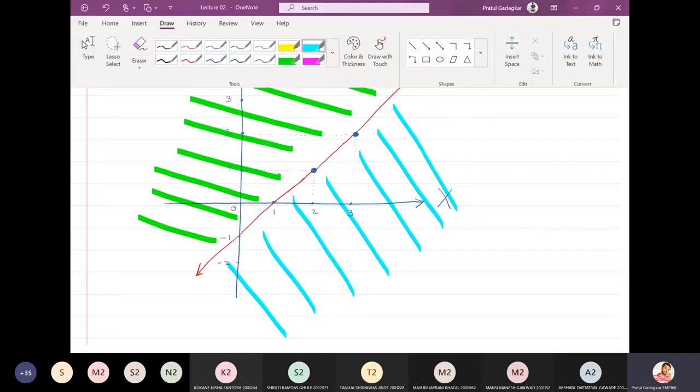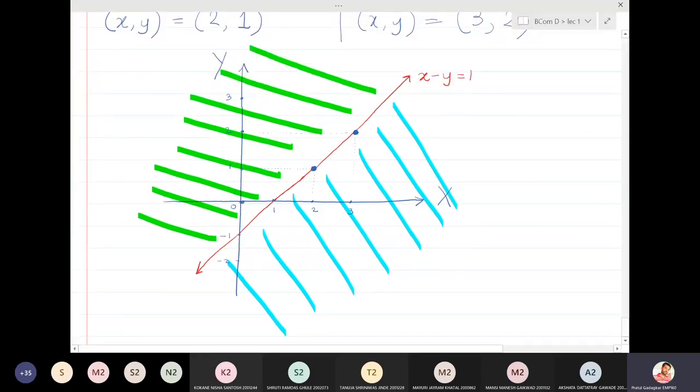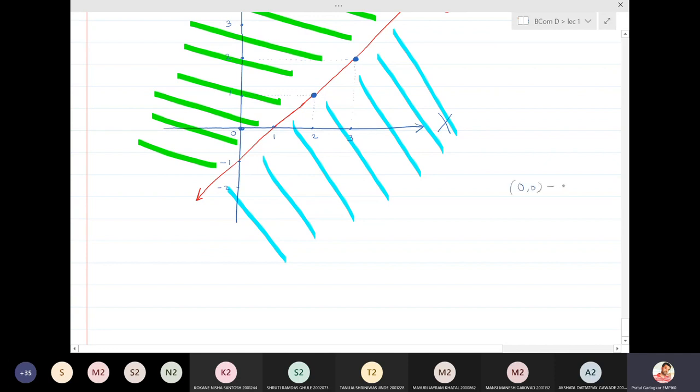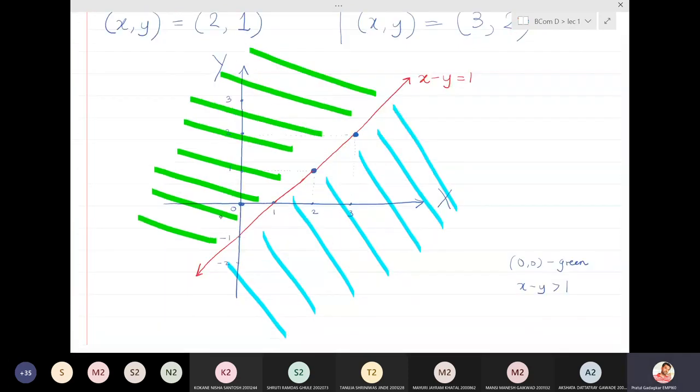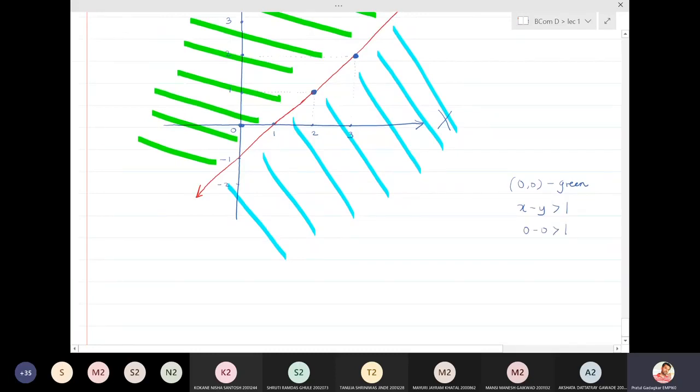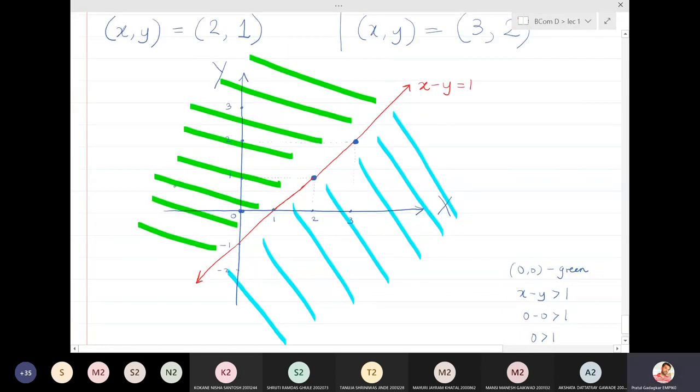Look, go to 0, 0. Where is 0, 0? 0, 0 is in the green part. If I get correct, I will shade the green part. If I get wrong, I will omit the green part. So, x minus y greater than 1. Put 0, 0. 0 minus 0 greater than 1 means 0 greater than 1. Is 0 greater than 1? This is no, wrong. Means green is the wrong answer, means blue is correct. Therefore, I will omit my green shading, which is actually not correct.